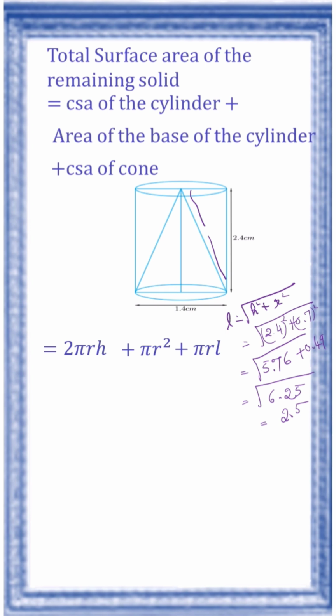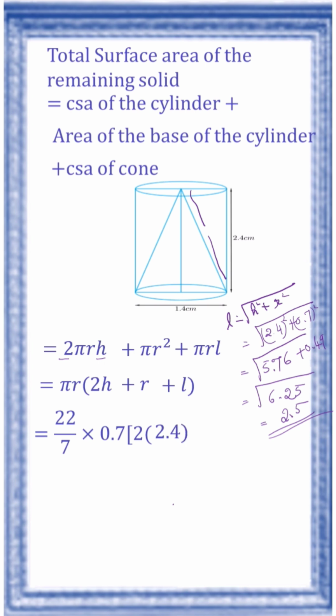Okay, now we know all the things. Do it as fair work, not as rough work. Here pi r is common. Here 2h. Here r is remaining. Here l. Now let us substitute the values: h is 2.4, radius is 0.7, l we have just found out, that is 2.5. Now here 2 into 2.4, that is 4.8.